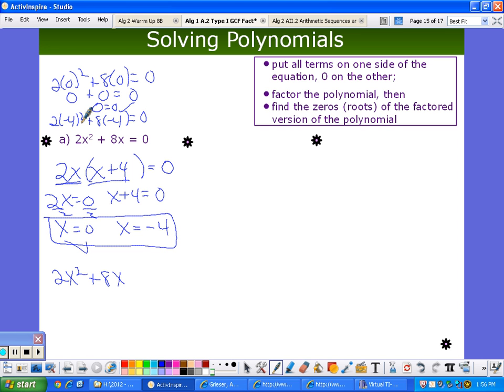-4 squared, 16 times 2. 10 times -4. Oh, this is looking good. 0 equals 0. They both work. Two solutions. Awesome. Let's try another one.